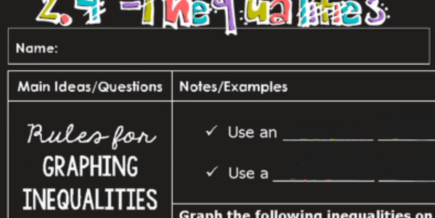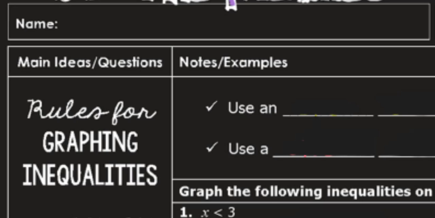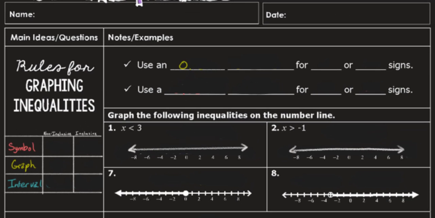2.4 Inequalities. Rules for graphing inequalities. Use an open circle for less than or greater than signs. Use a closed circle for less than or equal to or greater than or equal to signs.